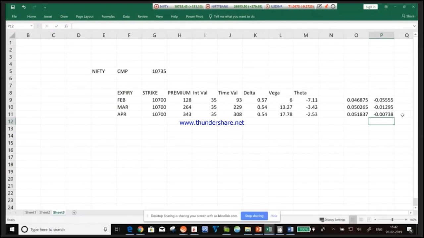So that's the reason when we are buying options, we buy far month. We buy far month options. Why? Because one is the volatility impact will be little higher, plus the theta impact is the least.